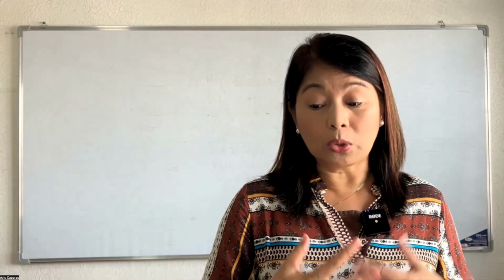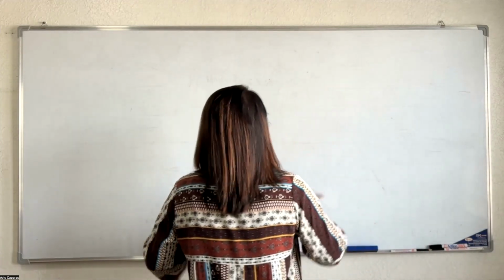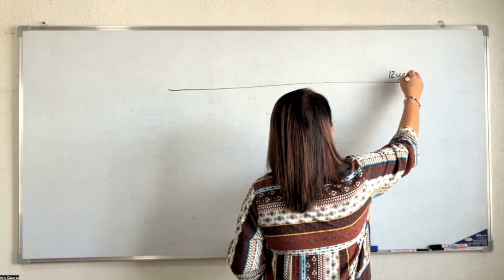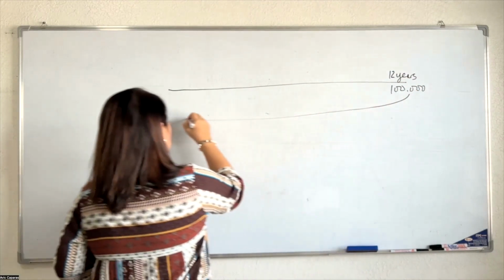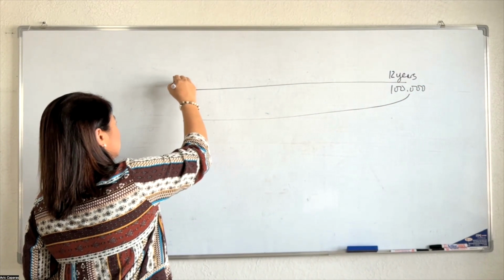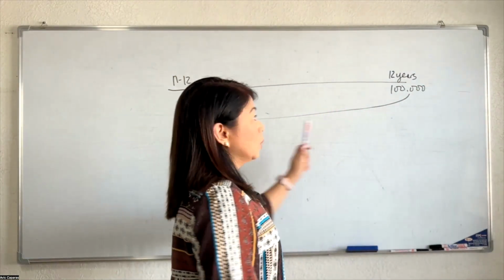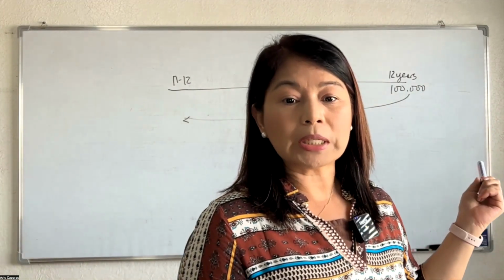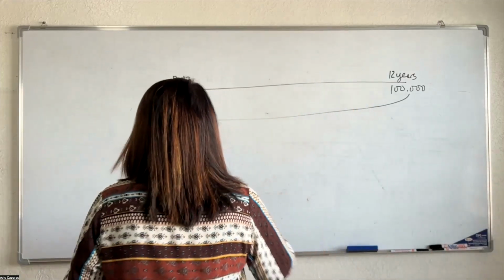So your aunt is going to give you 100,000 at the end of 12 years. So how much of that will be here? We will receive 100,000 at the end of 12 years. And how much is the rate? The cost of money involved here is 0.08.